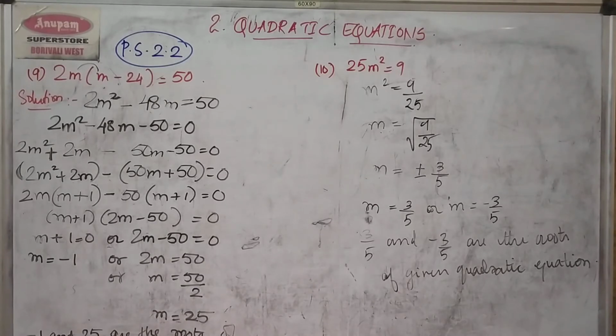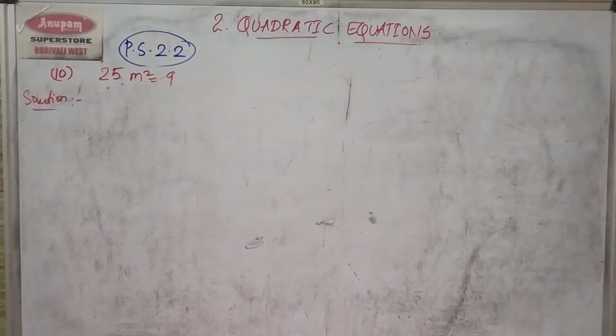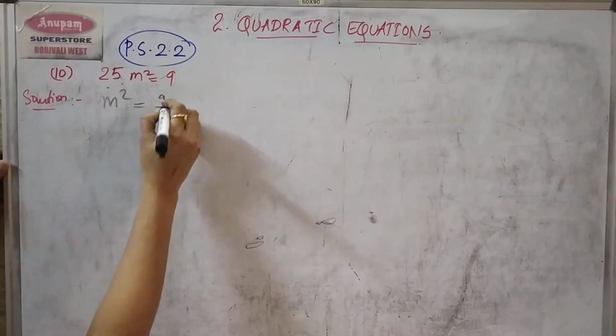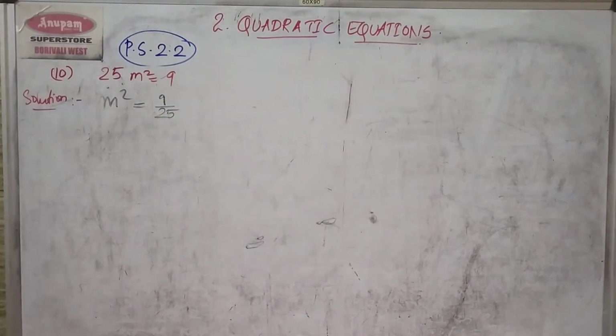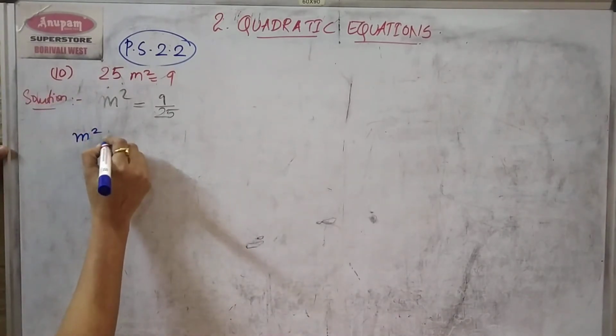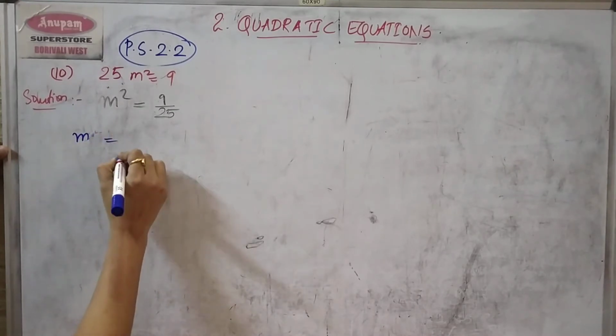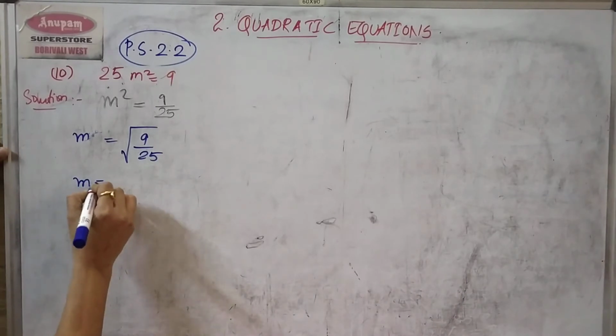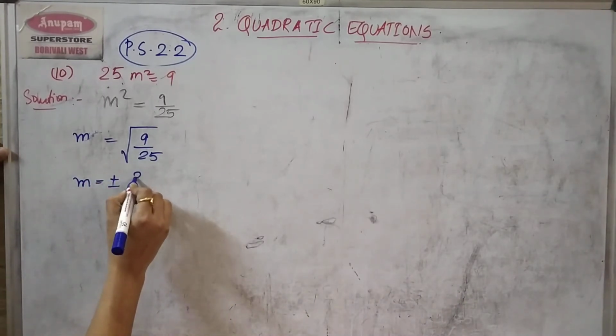Next question. 25m square is equal to 9. So m square will be 9 upon 25. So in the next step, see, m square I wrote as it is, 9 I wrote here, and 25 I took it here. So this becomes m is equal to square root of 9 upon 25. So square root of 9 upon 25 is going to be plus or minus 3 upon 5.